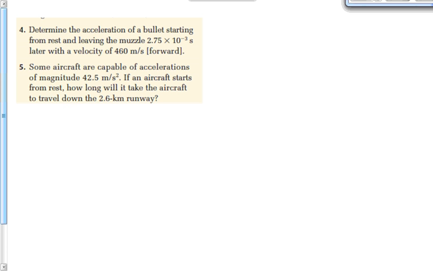All right, number 4, guys, says determine the acceleration of a bullet starting from rest and leaving the muzzle at 2.75 times 10 to the negative 3 seconds later with a velocity of 460 meters per second forward. There's nothing here that's one of those silly mistake red pen kind of things, right? No kilometers per hour that we have to convert.